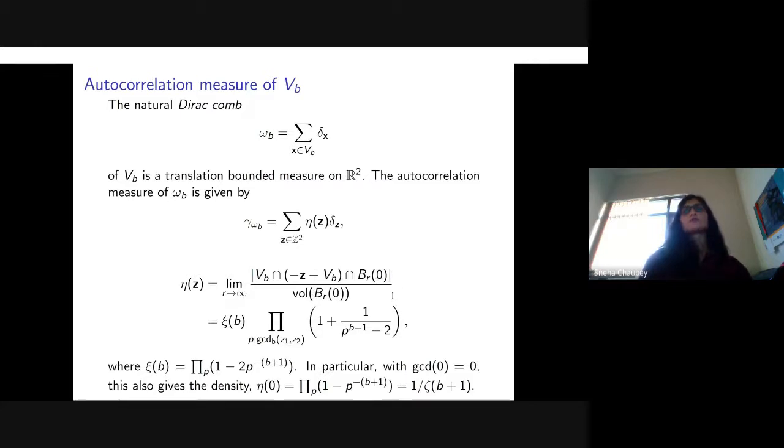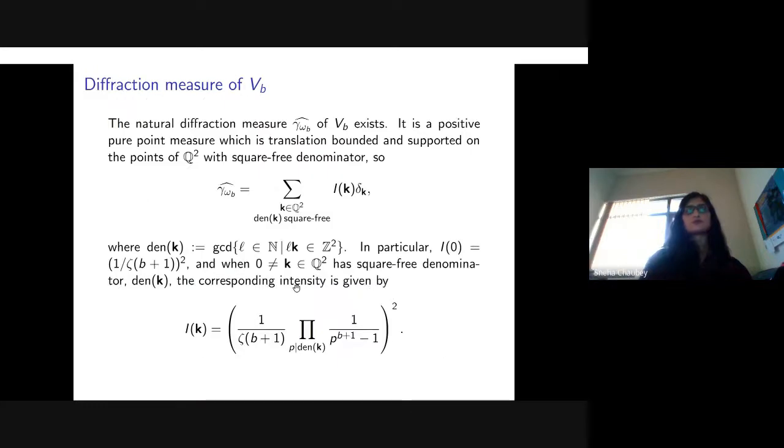Okay, so now if we take the Fourier transform of this measure, then you see that you get this discrete sum over the intensities. If you just believe what I said in the previous slide, and you look at this sum, you see that this sum is supported only on rational points with square free denominator. So this is a discrete sum, and what it basically tells you is that the intensity is a pure point spectrum. It's a discrete pure point spectrum instead of continuous.